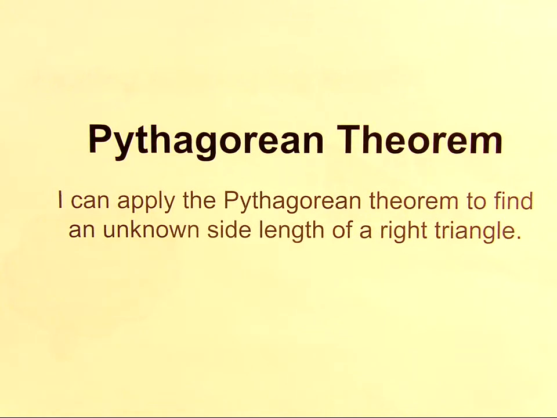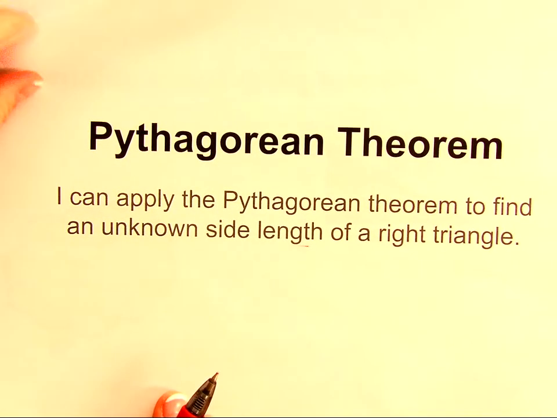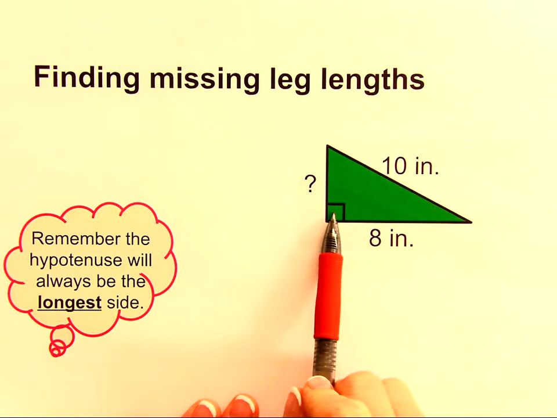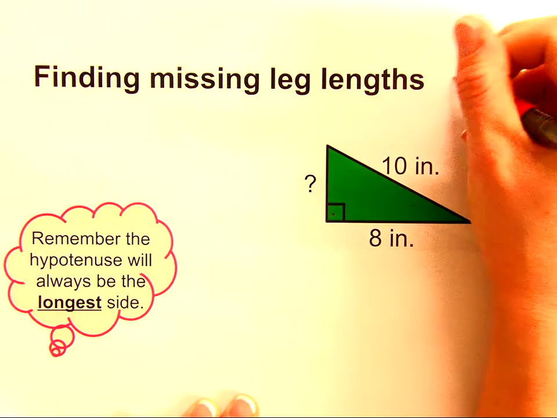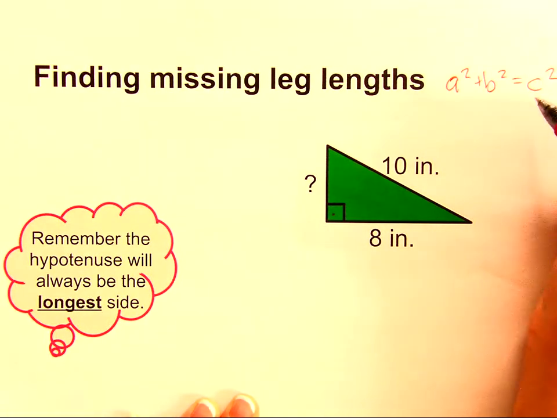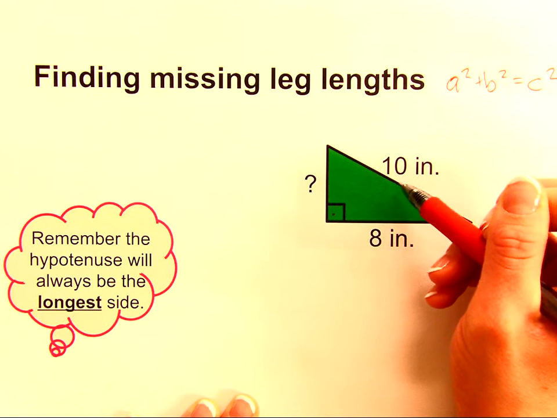Right, in this video, you're going to be using the Pythagorean theorem to find an unknown side length. We're going to particularly focus on finding a leg length. So remember, in a right triangle, we can use the Pythagorean theorem: a squared plus b squared is equal to c squared, c being the side length across from that 90-degree angle.